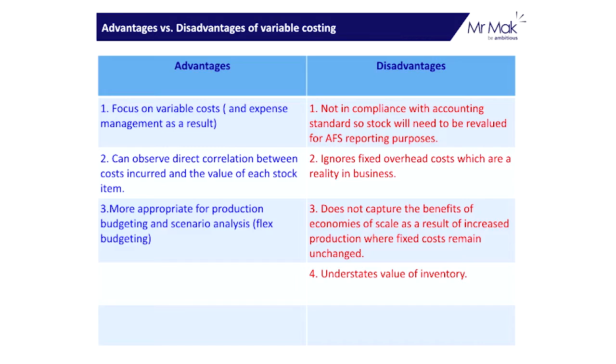regards to expense management. The second advantage with variable costing is you can observe a direct correlation between the costs incurred and the value of each stock item. That's very, very important. The last advantage you have from variable costing is it's far more appropriate for production budgeting and scenario analysis because your fixed costs are excluded and the management team can't really influence the fixed costs. So sometimes we refer to this as flex budgeting.